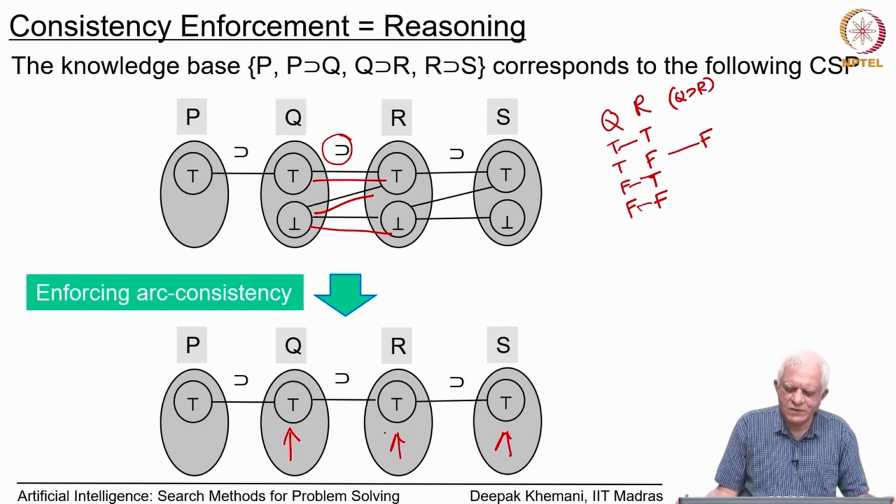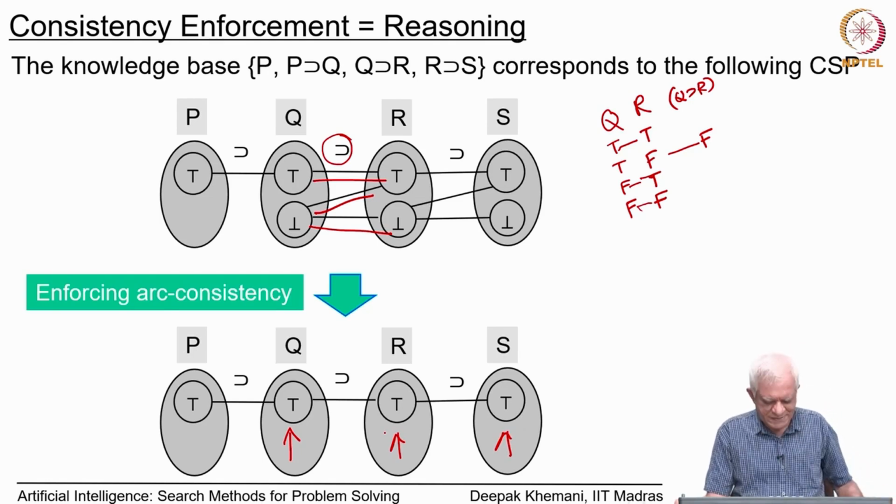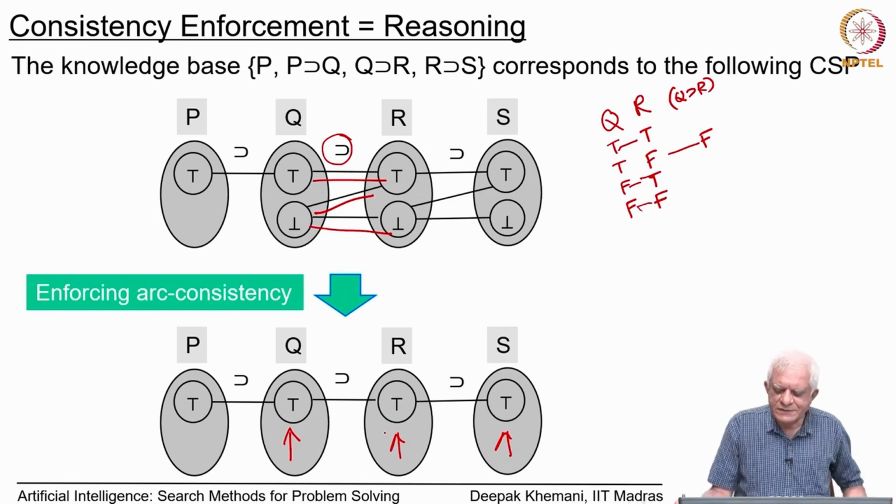So, in some sense we have done logical reasoning, we have made inferences. So, consistency enforcement is equivalent to doing reasoning essentially. Okay. So, we said that AC1 is correct, but it is not efficient. So, let us try and make it efficient now essentially.